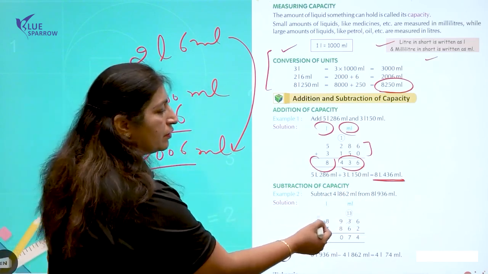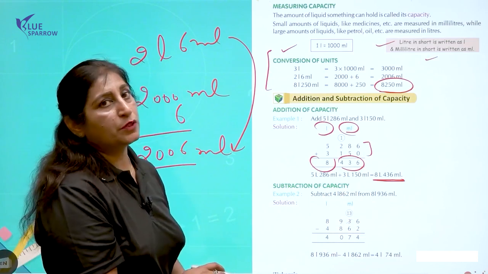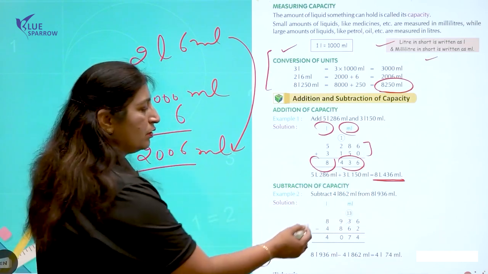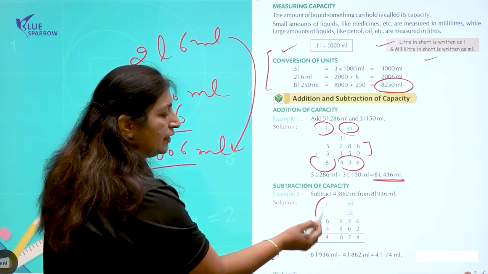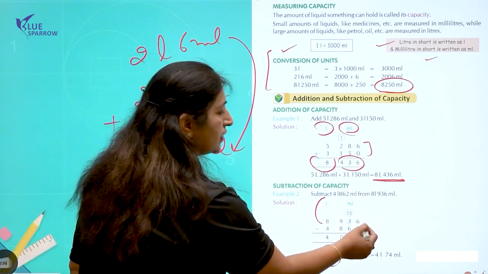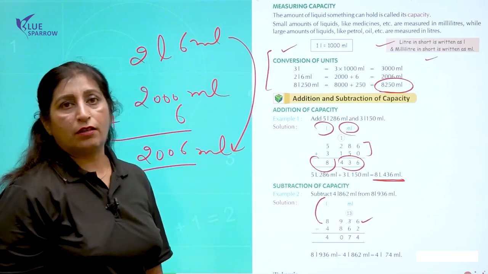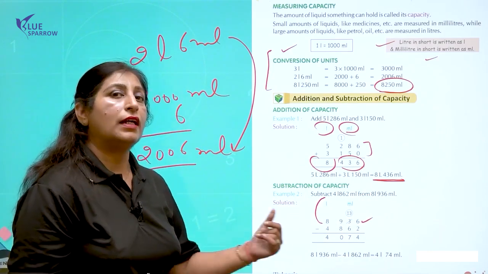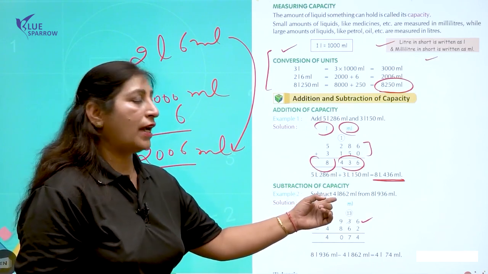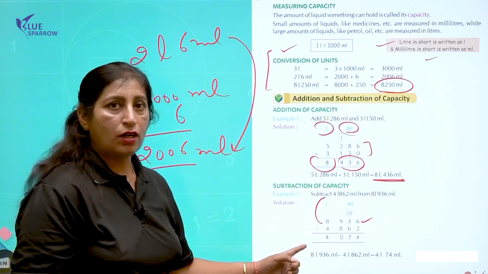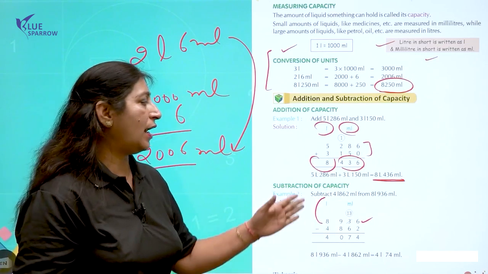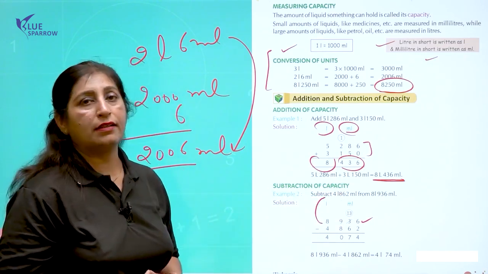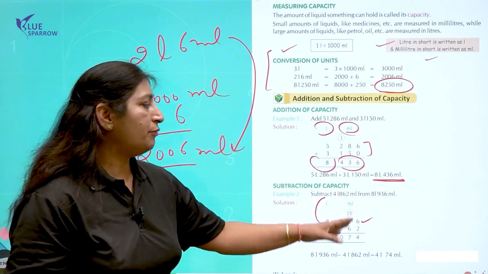Firstly, we would write the bigger number above the smaller number. The bigger number is 8 liter 936 milliliter. So 8 would be written in the liter column and 936 would be written under the milliliter column. Now we would write the smaller capacity in these columns. That is, we would write 4 under the liter column because 4 liter are given here, and 862 milliliter were given, so we would write 862 under the column of milliliter.